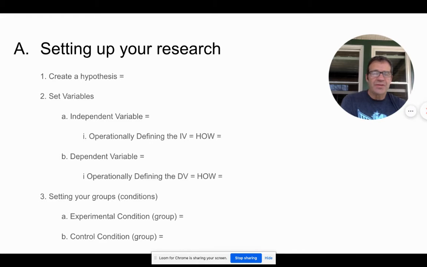Next, we're going to set our variables. We don't have an equal sign next to that, so we're not defining anything there, but we are going to define the independent variable. So after you write the small a, independent variable, this is the variable that the researcher measures. Okay, so you are writing that. It's the variable the researcher measures. Underline the word measures.